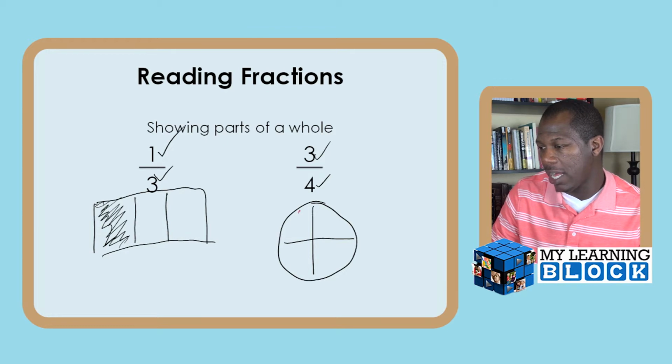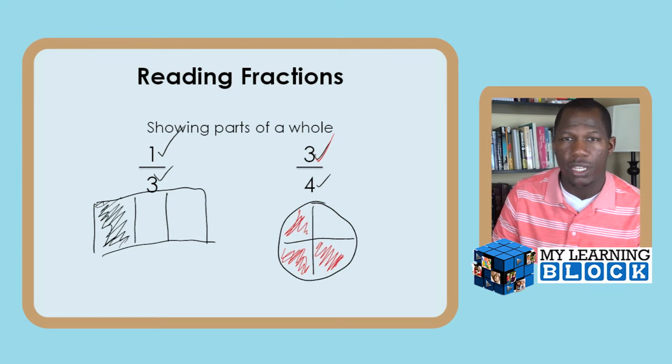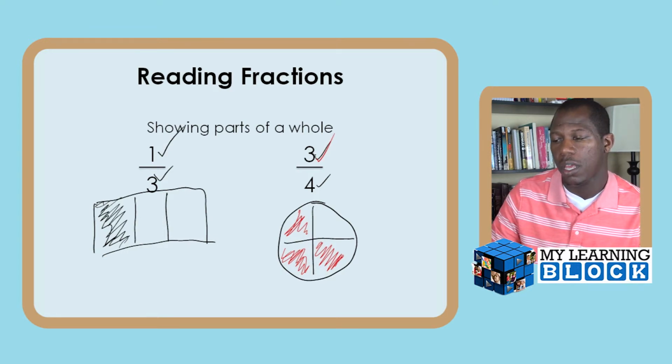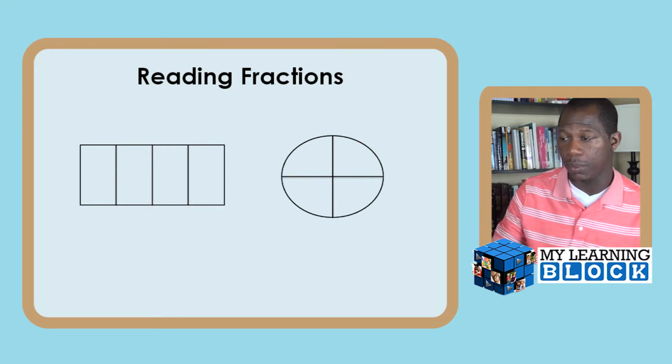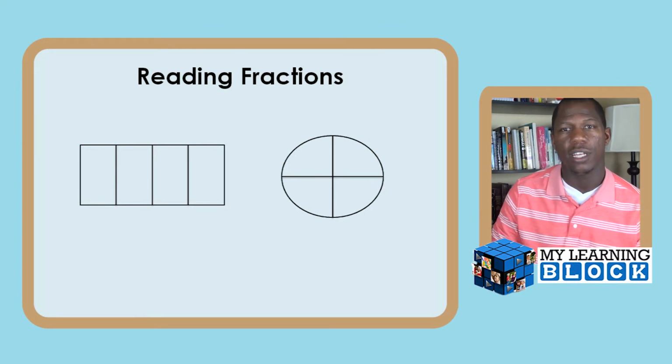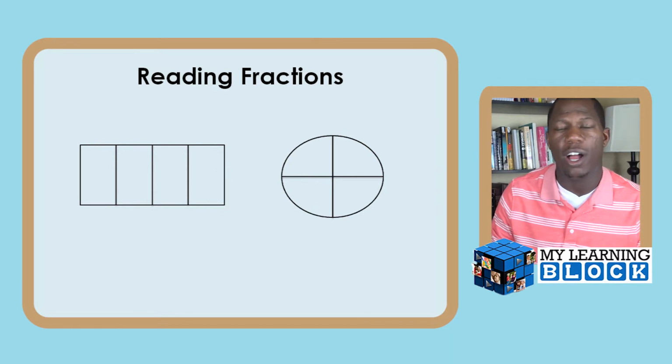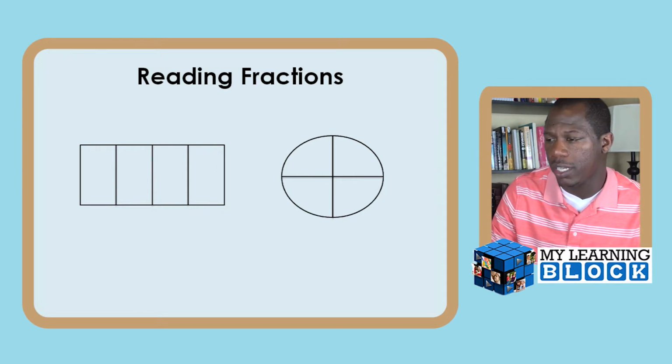And so I'll have 1, 2, 3. And so I have my numerator now really represented. So 3 out of 4, or 3/4. Again, check out the resources, and you'll get some of these reading fractions activities, and your child can get the opportunity to show some of their examples.